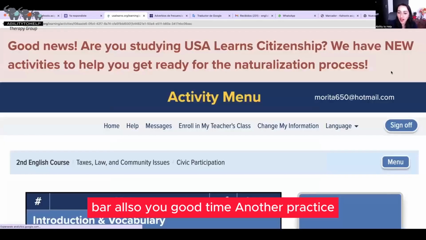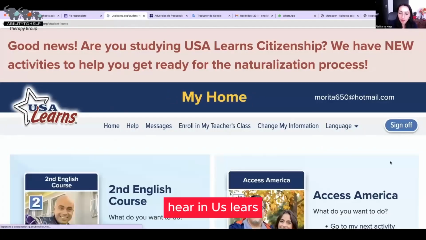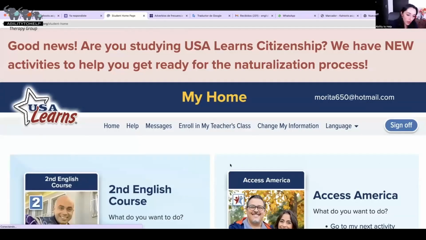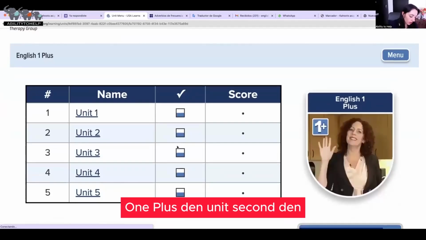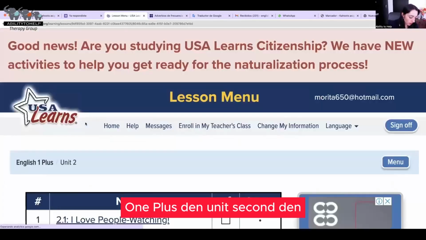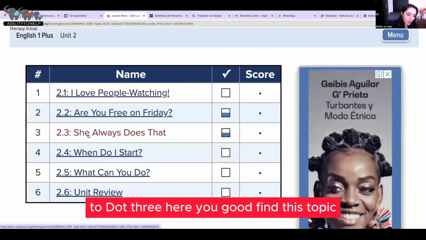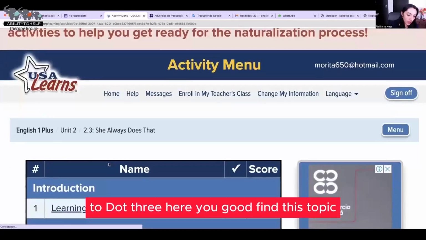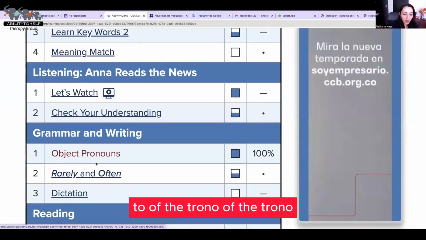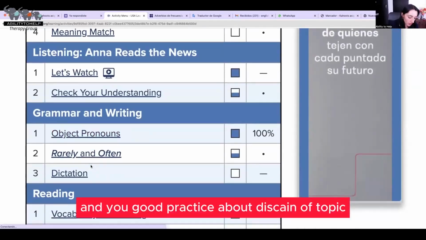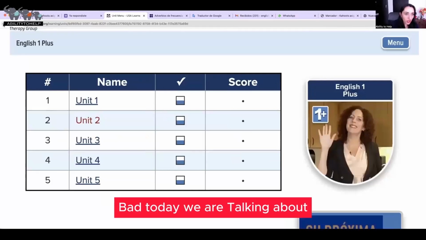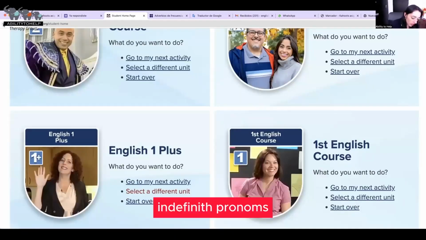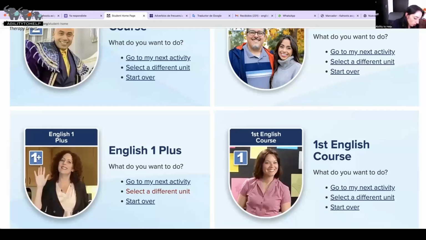But also, you could find another practice here in USA Learns. So let's see. Click on USA Learns, then unit two, then 2.3. Here you could find this topic, object pronouns, and you could practice this kind of topic. But today we are talking about indefinite pronouns.